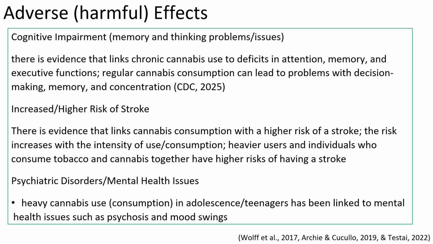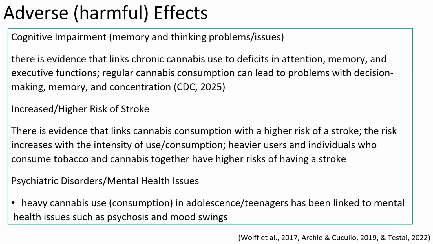Adverse or harmful effects. Cognitive impairments. There is evidence that links chronic cannabis use to deficits in attention, memory, and executive functions. Regular cannabis consumption can lead to problems with decision-making, memory, and concentration. Higher risk of stroke. There is evidence that links cannabis consumption with a higher risk of stroke. The risk increases with the intensity of use. Heavier users and individuals who consume tobacco and cannabis together have higher risk of having a stroke.